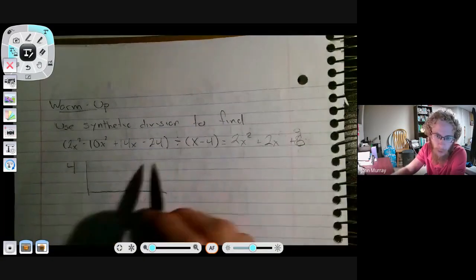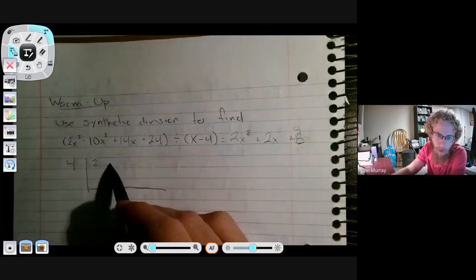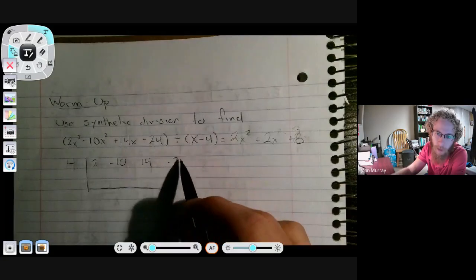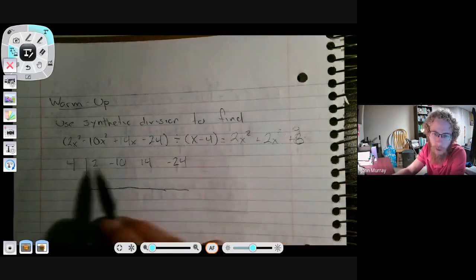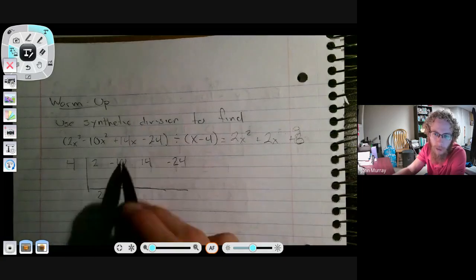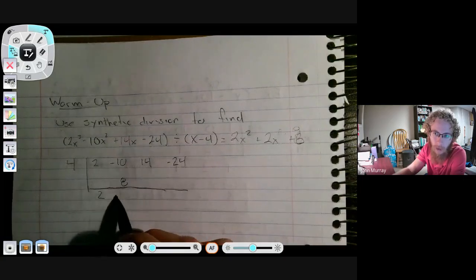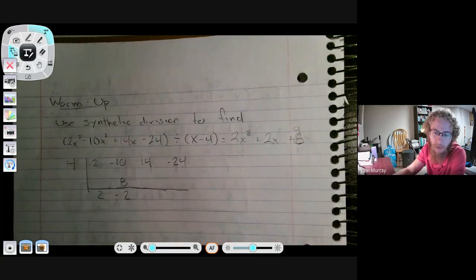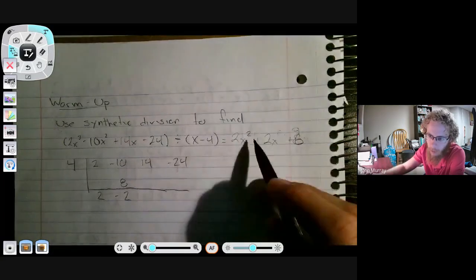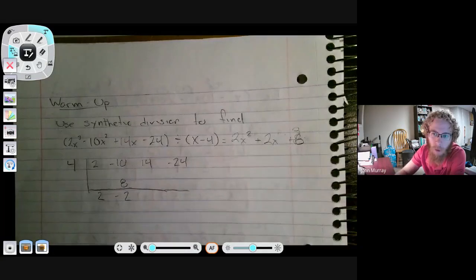All right, so we copy down our coefficients here, right? So 2, -10, +14, -24. The 2 gets brought down. 2 times 4 is 8, so that is -2. I don't know. If you guys said -2, I apologize. I might have wrote that wrong. So it should be 2x squared minus 2x.